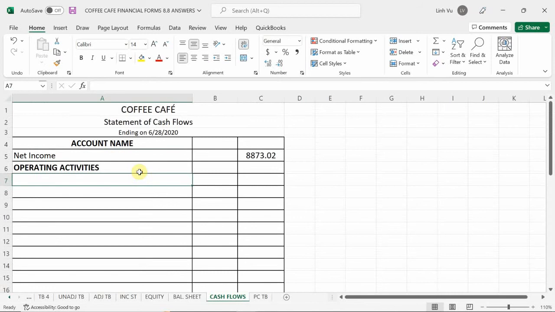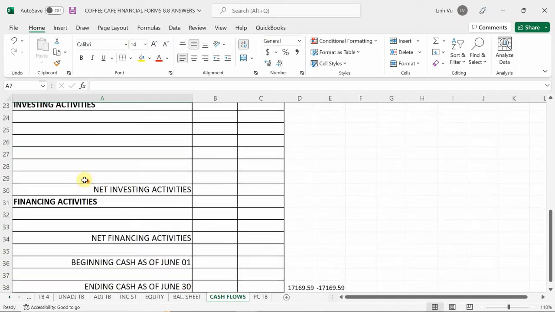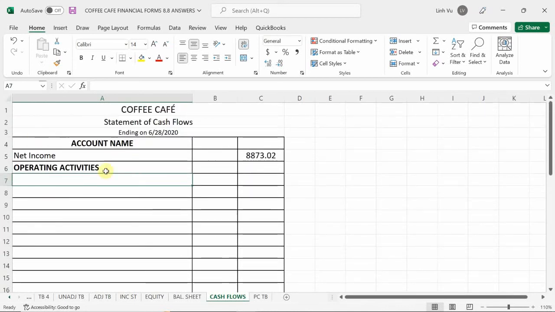The statement of cash flows is broken up into three sections. You have your operating activities, your investing activities, and your financing activities. First we have to make sure, what did we receive from operations? Well, we generated net income. We sold our products, and this is how much money we've earned, $8,873.02. That is my starting point.